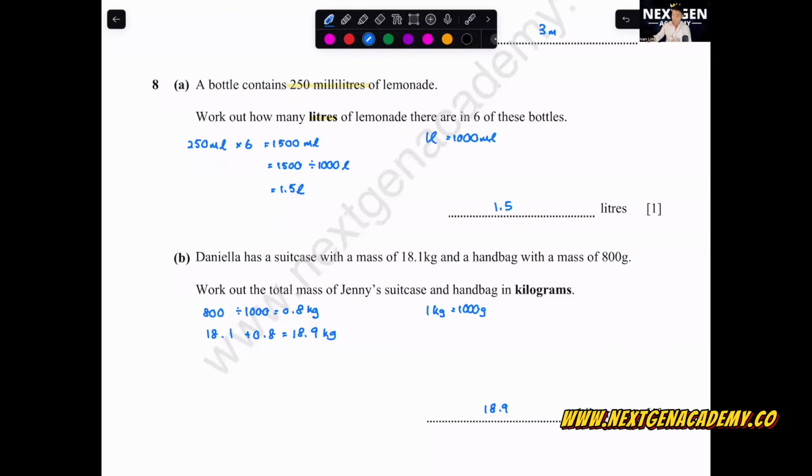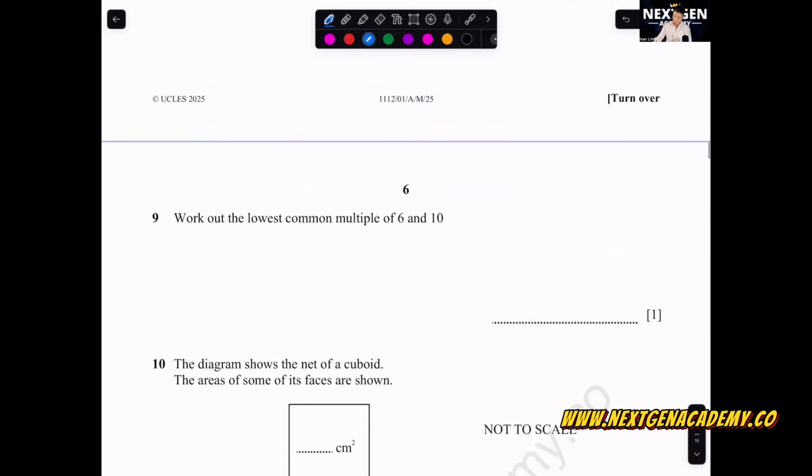Okay, next one. Work out the lowest common multiple of 6 and 10. Okay, what is the lowest common multiple? How to find LCM? Do you all remember what's the method? To find LCM.